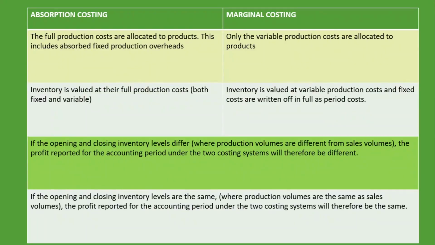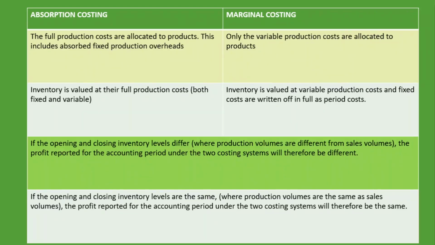So if you're using absorption costing and then you use marginal costing, you'll see that the profits will be different, and that is as a result of how the fixed production costs are treated. And you'll understand right now. So if you don't understand that statement, you'll understand very well as we go through this example that we're about to go into now.